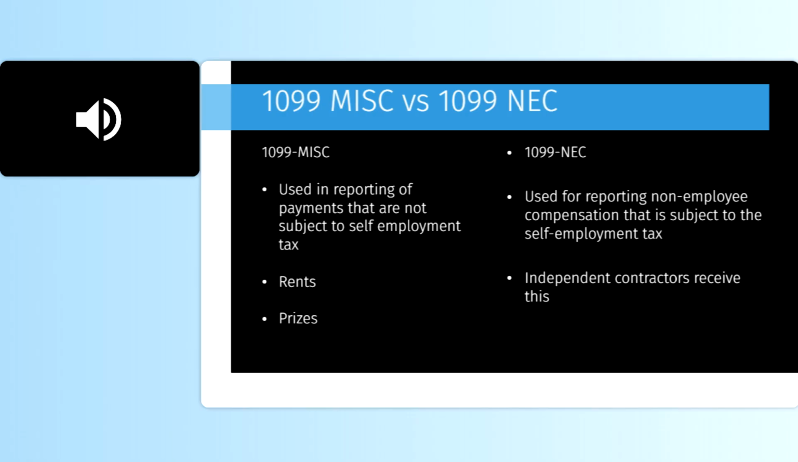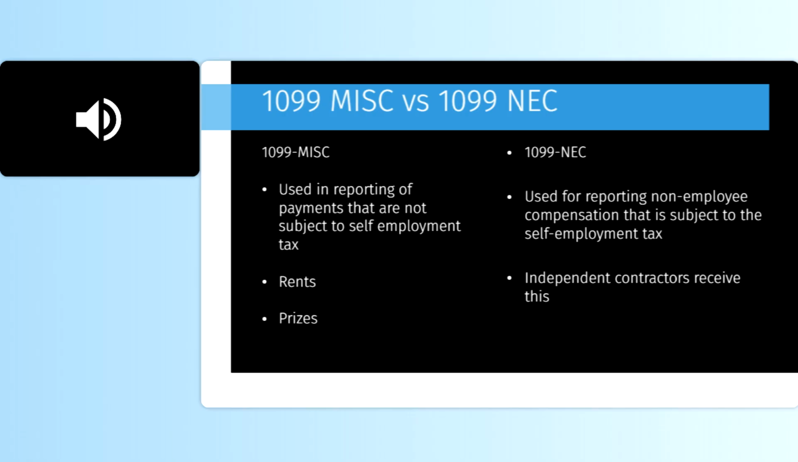And the biggest differentiator between the two of them would be the first bullet point. 1099 miscellaneous is used in reporting of payments that are not subject to the self-employment tax. The self-employment tax is probably a little bit too in-depth for a more generalized meeting like the one we're on right now. But more or less, if you have self-employment tax, you're going to be opened up to double taxation. So, you probably would prefer getting an NEC, where this is going to be used to report non-employment compensation that is subject to the self-employment tax.